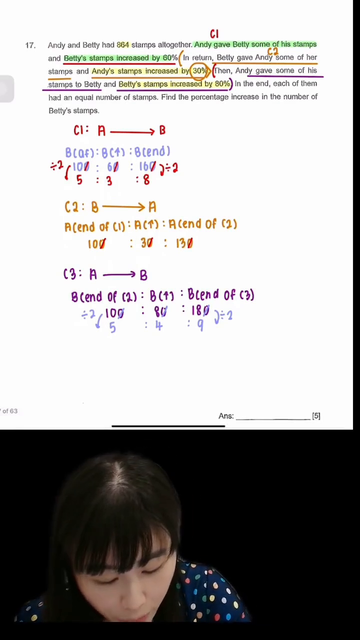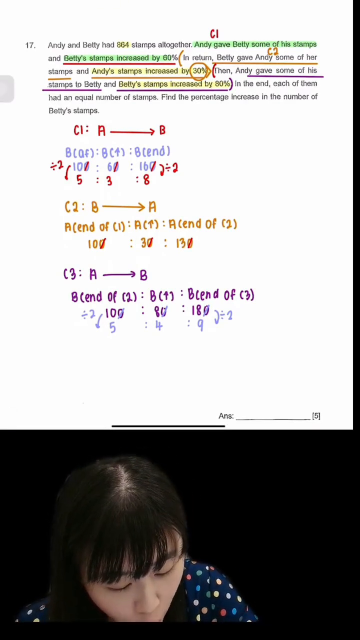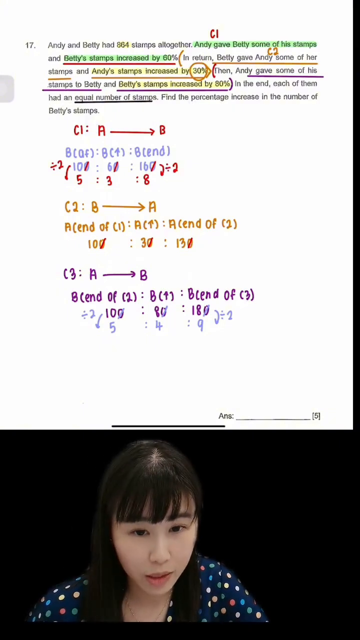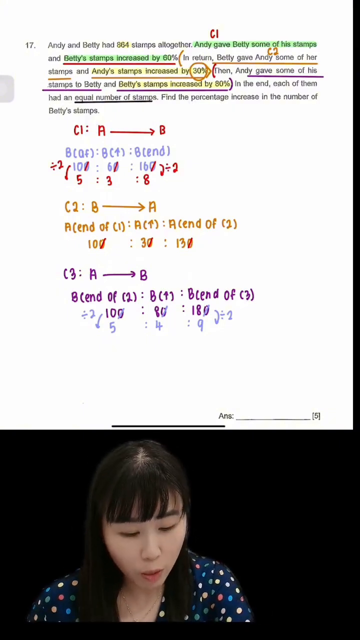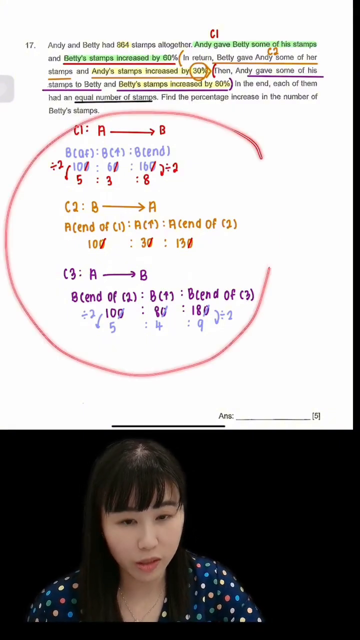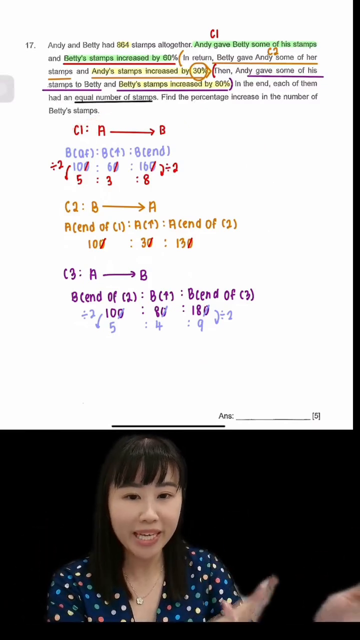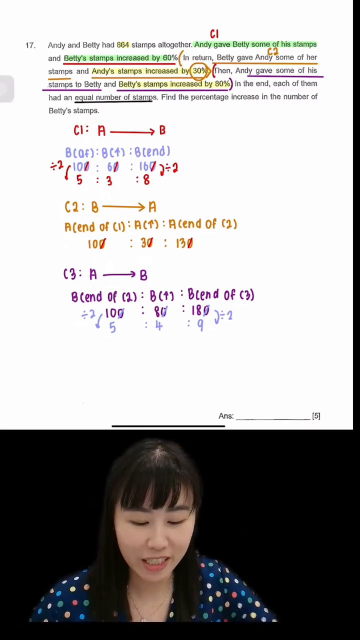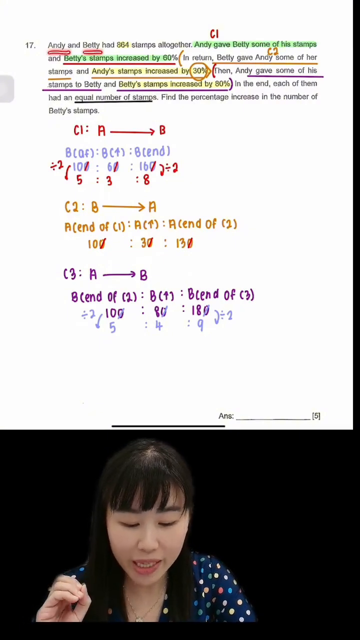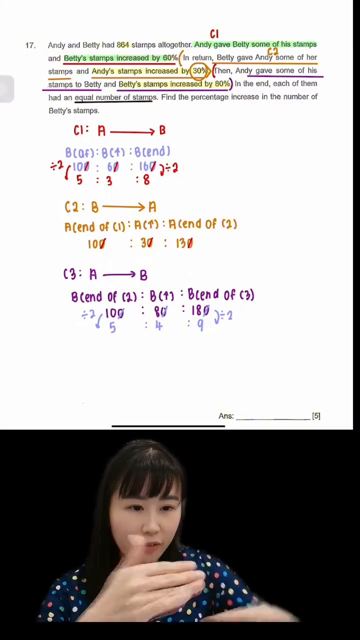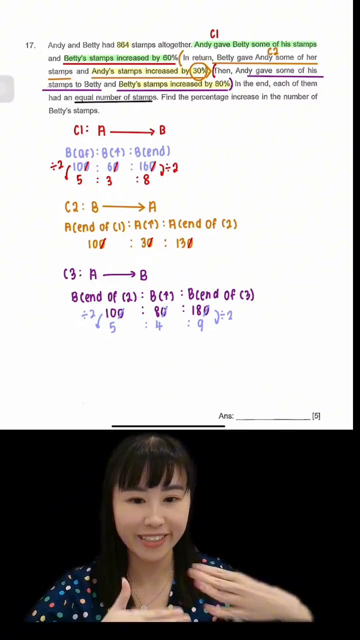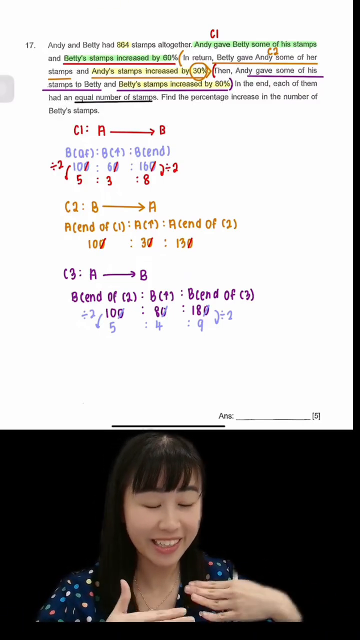Now we deal with the most important number that they give you. In the end, each of them had an equal number of stamps. Now I want you to think about this whole question. A gives to B, B gives to A, A gives to B again. What never changes? At first, Andy and Betty got 864, right? Then give here, give there, between A and B. So what never changed, guys?